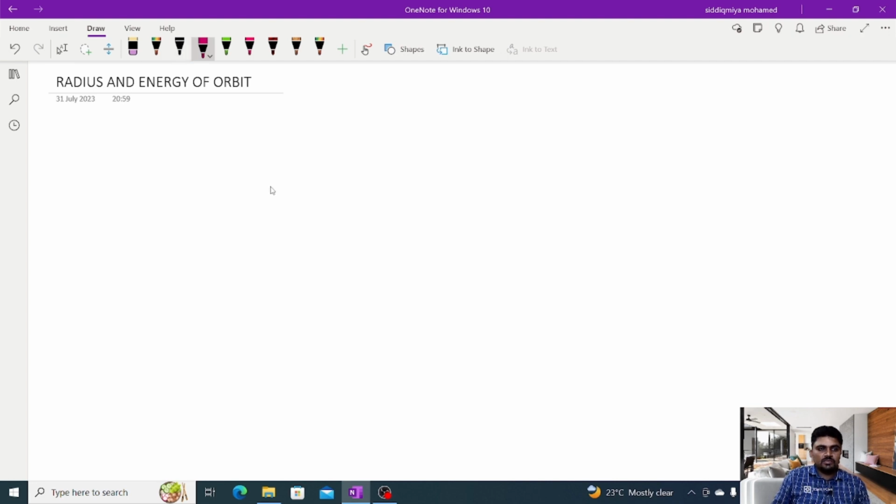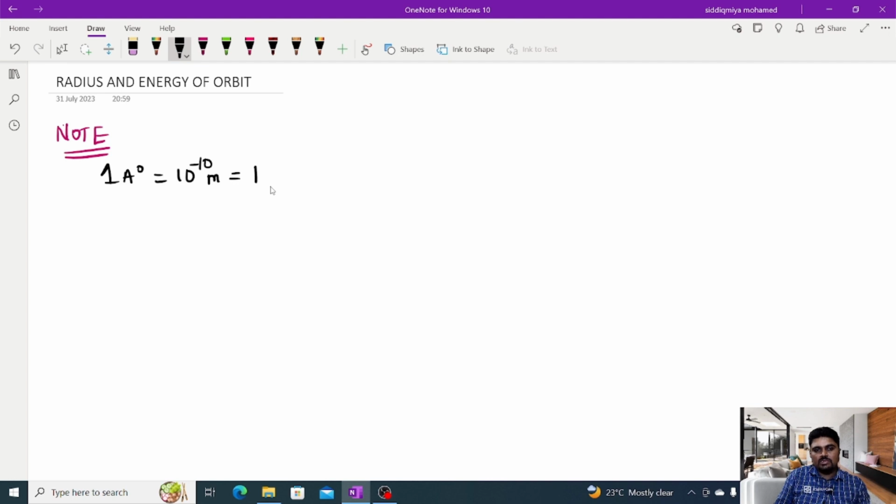First I would like to explain some conversions which are required to understand radius and energy in an easy way. If you have a notebook, you can note this down, it is very important. Suppose 1 angstrom is there. 1 angstrom is equal to how much? 10 power minus 10 meter. The standard conversion, first you remember: 1 angstrom is equal to 10 power minus 10 meter.